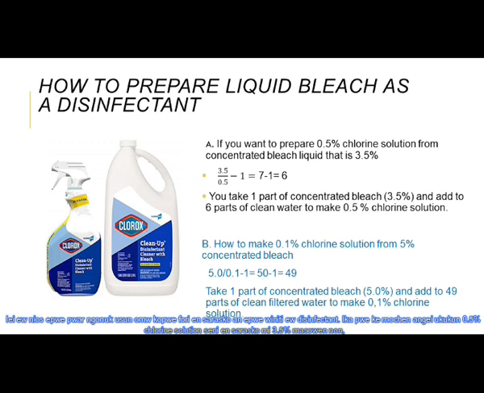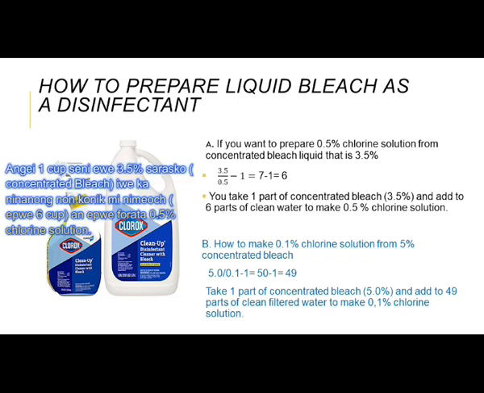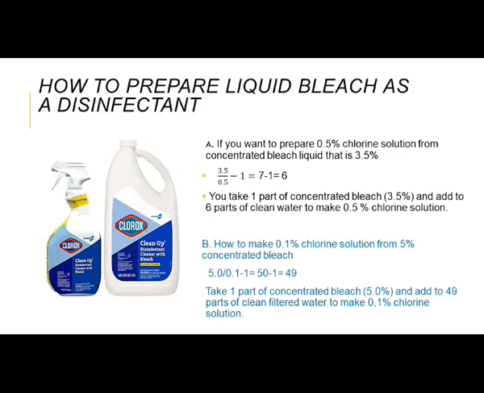So here is a slide to show you how you can prepare your solution from the concentrated bleach as a disinfectant. So if you would like to prepare 0.5% from a bleach that is 3.5% concentrated, then you take 1 part of the concentrated bleach, you add it to 6 parts of clean water. So it means you take 1 cup to 6 cups of clean water.